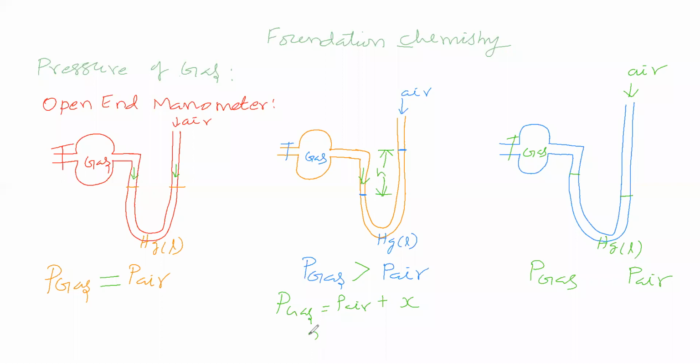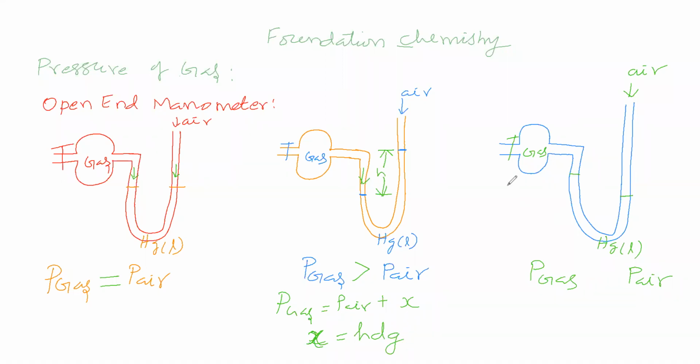So that x depends on this height. Therefore, x is equal to hdg. H is called height, in the sense the difference between these two levels. That difference is H, called height. D is called density of mercury. G is called acceleration due to gravity.